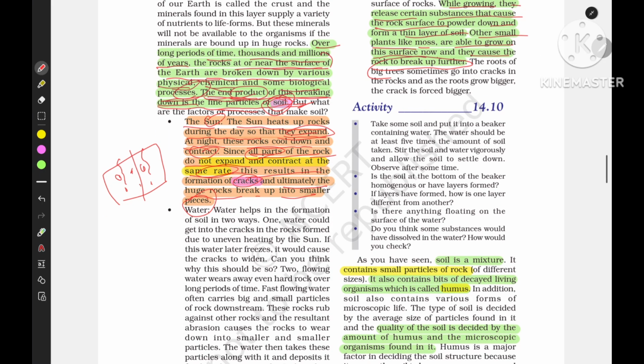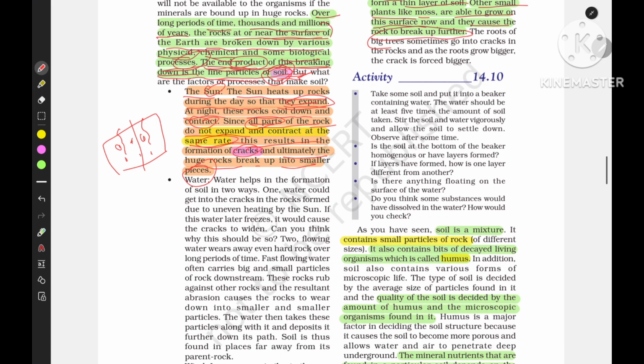Over the time period of thousands of millions of years, rocks go through various physical, chemical, and biological changes, and during this the rocks break down, and the result, after thousands of millions of years, is the formation of the soil.